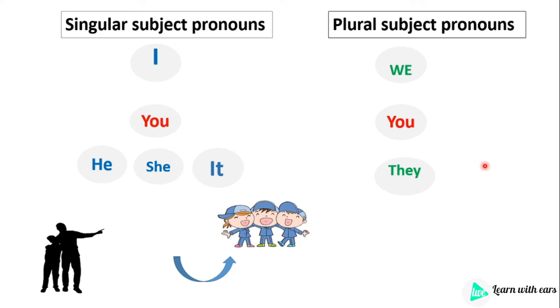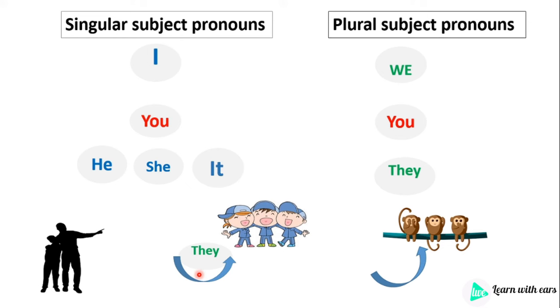So for girl and boy, for plural pronouns, we use they. Okay, first person, second person, they are talking about third person but plural. Third person, plural, they. Now they are talking about animal, okay? But they are three. 1, 2, 3. So that means they are plural. Third person, plural, is also they.